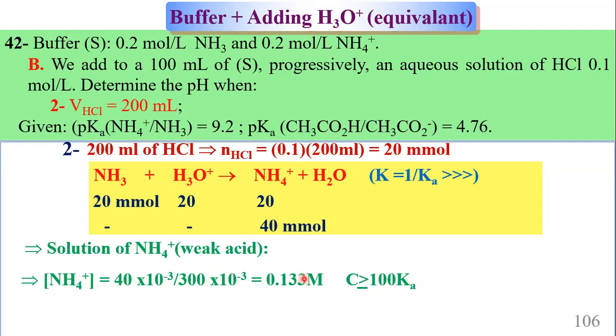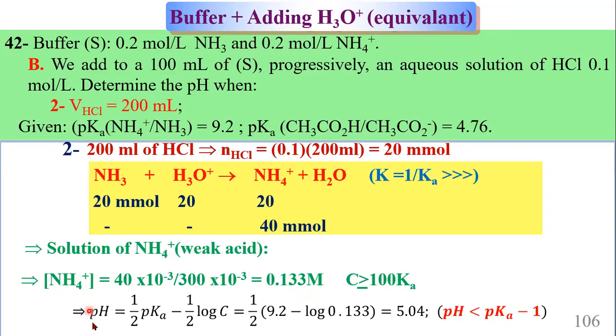Do you still remember how to do a weak acid pH calculation? Of course you do. You check if the concentration is greater than 100 Ka. Look, the Ka is 10 to the minus 9.2. So of course this concentration is greater than it. Then you choose the proper equation, which will be pH equals half pKa minus half log C. And you substitute in the pKa value, substitute in the concentration. I'm hoping that you get these concentrations correctly, and you get a pH.